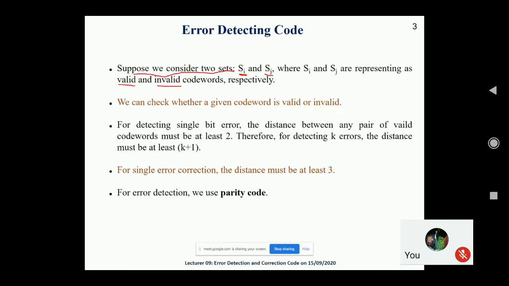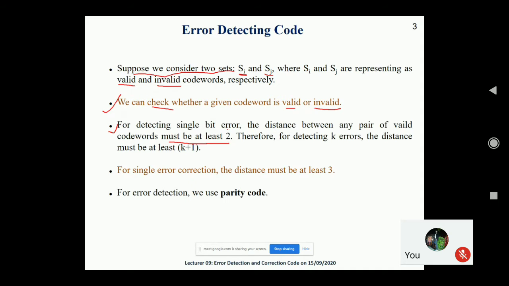How can we check whether a given code word is valid or invalid? We have some particular techniques for checking the valid and invalid code words. See here the third point: for detecting a single bit error, the distance between any pair of valid code words must be at least 2.